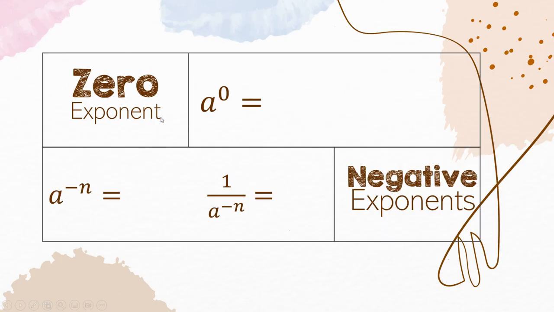So any number that's not 0 raised to the 0 power equals 1. And when we have a number to a negative exponent, that's our reciprocal, 1 over that number to the positive exponent. If the negative exponent was in the denominator, the reciprocal would be in the numerator.